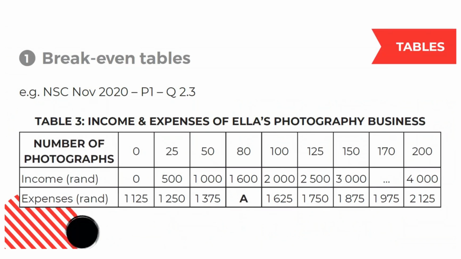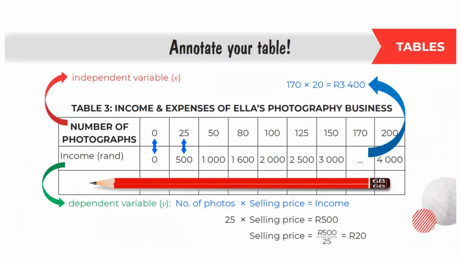Let's have a look at break-even tables. So this table was taken from the NSC 2020 paper, Alice Photography Business. We have the number of photographs and the income and expenses. So your learner needs to learn to annotate their table. So when I say pencils are important, they often try and relate the dependent variables. They often try and say, how is my income related to my expenses?